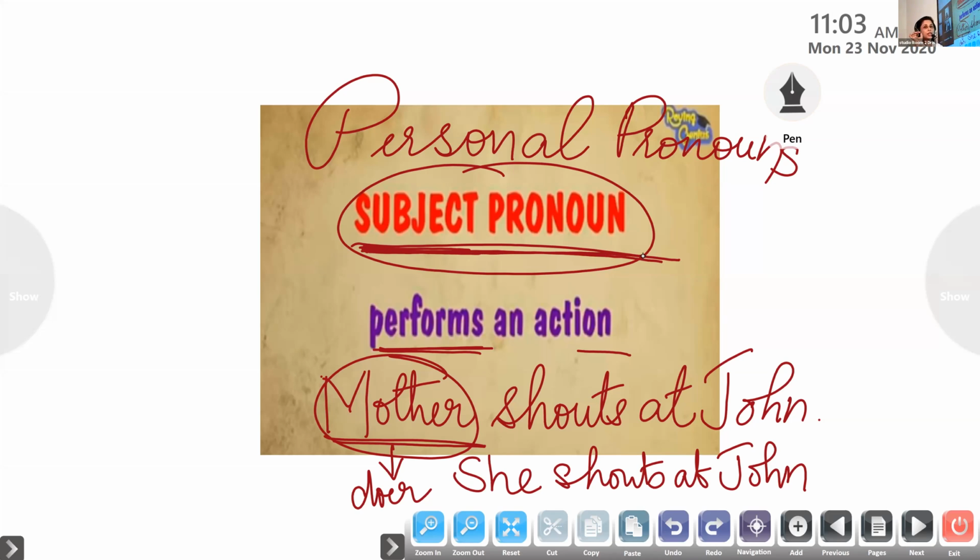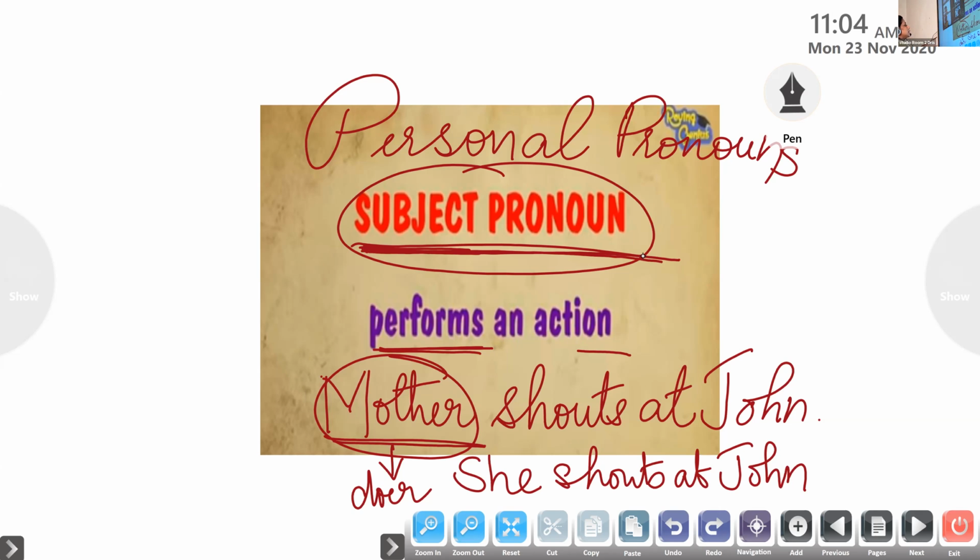So all of you, please do listen very, very carefully. Personal pronouns are categorized into subject pronouns and object pronouns. Are you listening? Personal pronouns are categorized into subject pronouns and object pronouns. The subject usually comes in the beginning. Subjects have to be replaced by the subject pronouns.